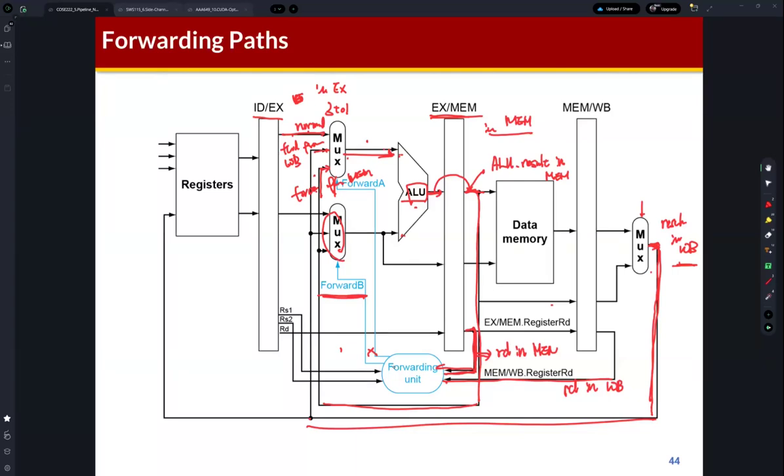I posted the lecture video in the previous week, and I hope everyone watched it. In the previous lecture, I explained the data forwarding unit in the pipeline architecture. So we are going deeper into the pipeline architecture.